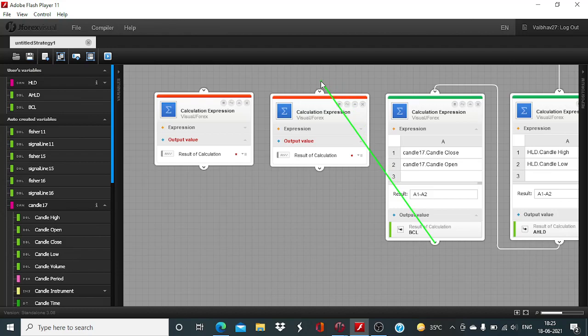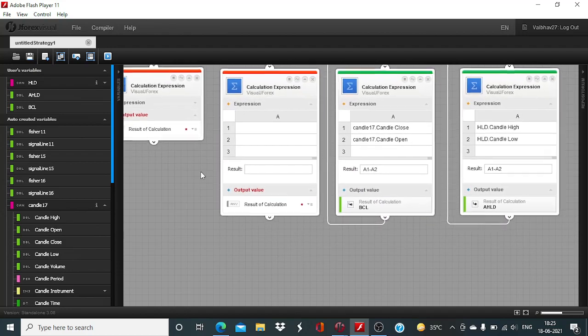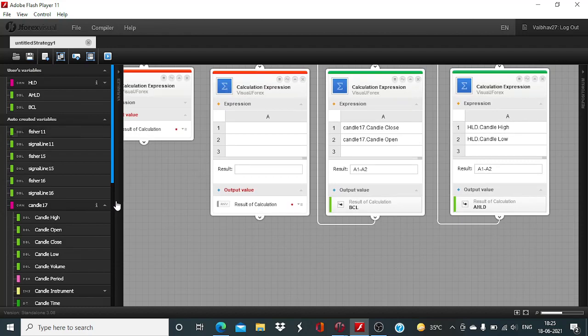Okay, so here now this time around we are deducting the candle 17 candle close from candle 17 candle open, and this is going to be for the sell side.